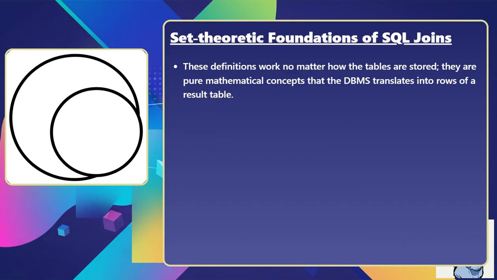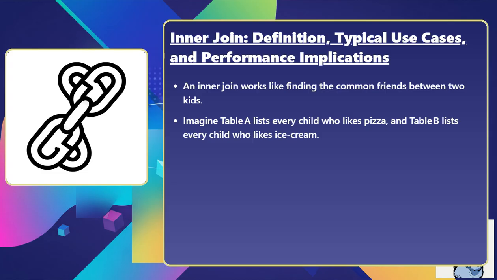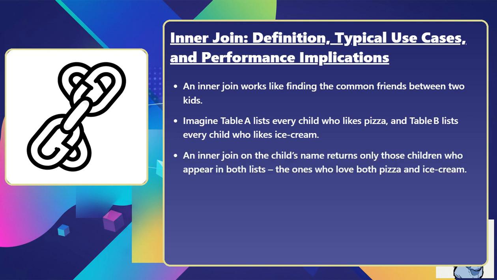These definitions work no matter how the tables are stored. They are pure mathematical concepts that the DBMS translates into rows of a result table. An inner join works like finding the common friends between two kids. Imagine table A lists every child who likes pizza and table B lists every child who likes ice cream. An inner join on the child's name returns only those children who appear in both lists, the ones who love both pizza and ice cream.